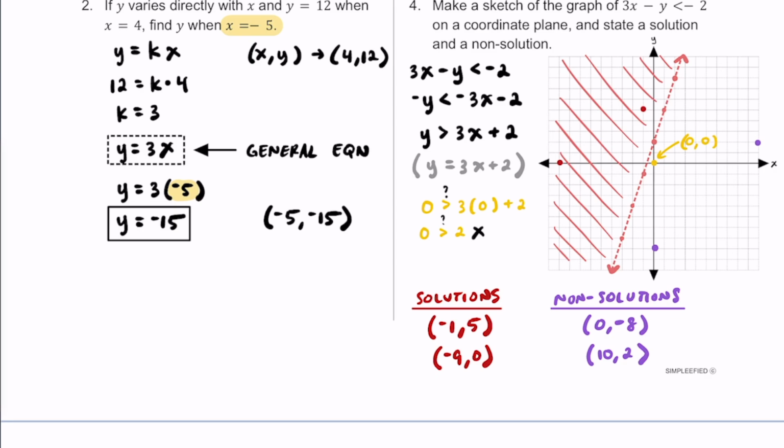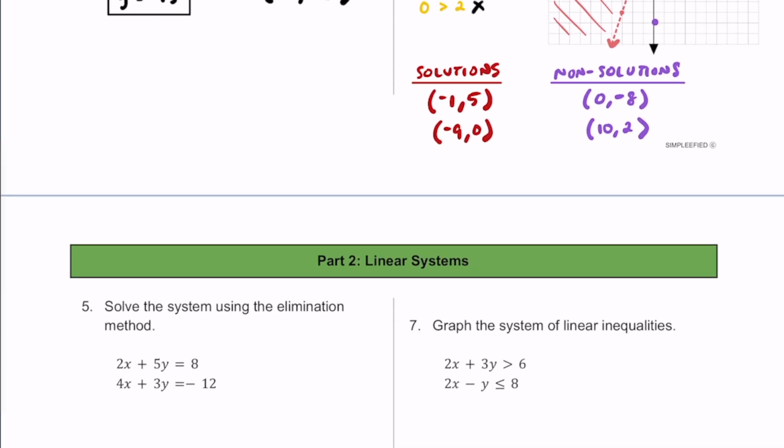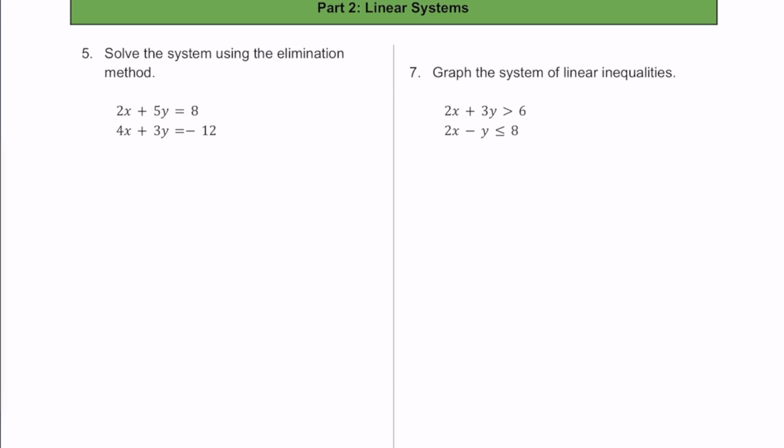All right, so there you have 4 different practice problems dealing with some linear relationships. Let's take a look at some linear systems now in part 2.